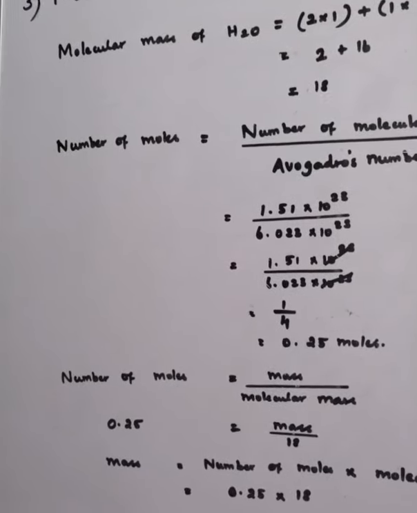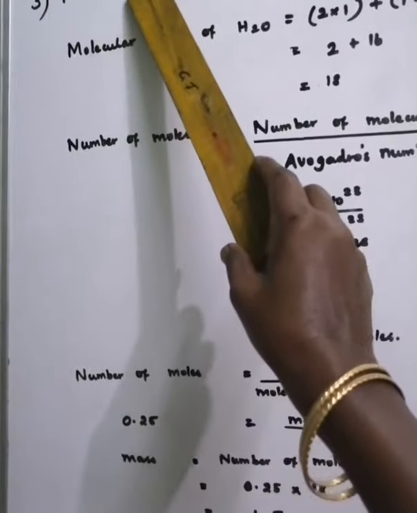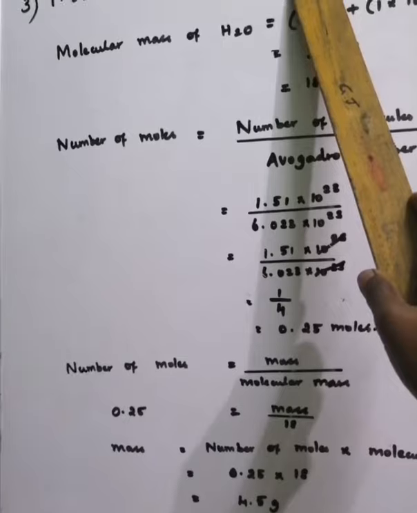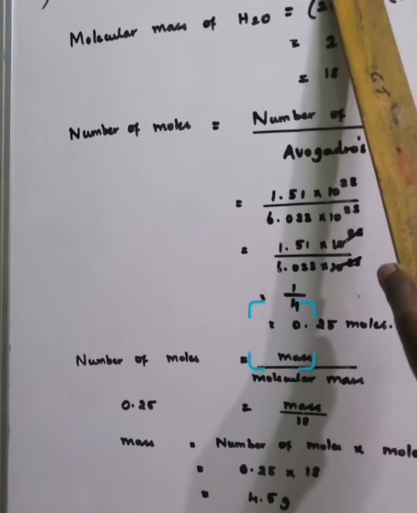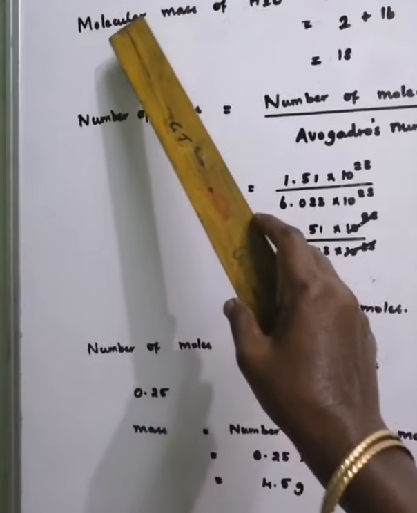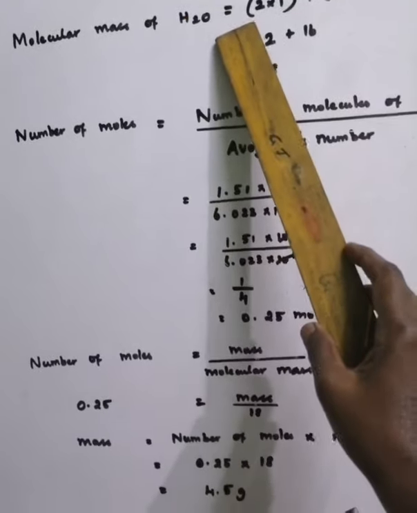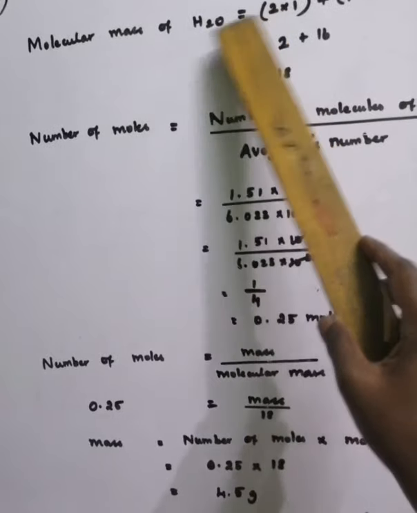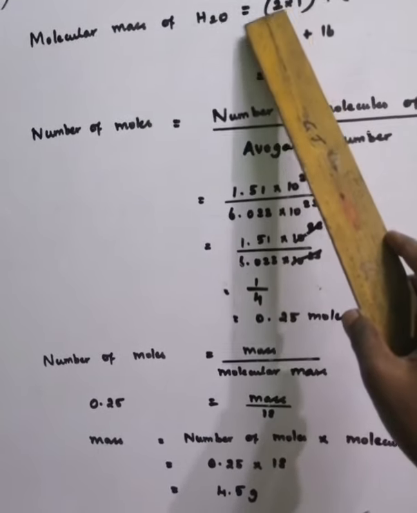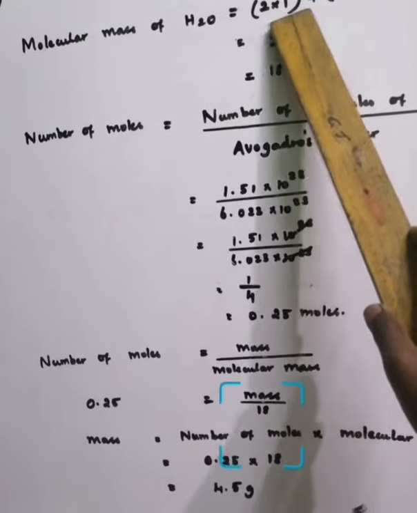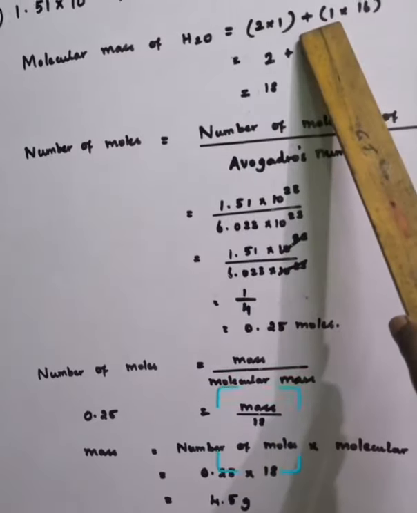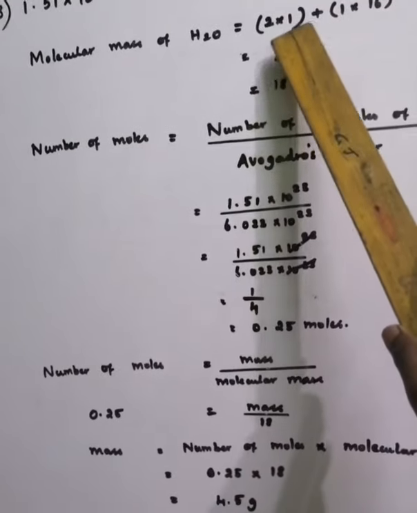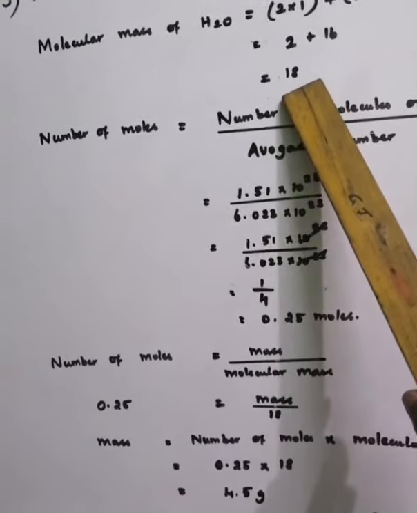Children, shall we see the next problem? 1.51 into 10 to the power of 23 molecules of water. You know the formula for water is H2O. Now, molecular mass of water is equal to, since there are 2 atoms of hydrogen, 2 into atomic mass of hydrogen is 1, so 2 into 1 plus only 1 atom of oxygen, so 1 into atomic mass of oxygen is 16. So, substituting in that you would be getting 18.